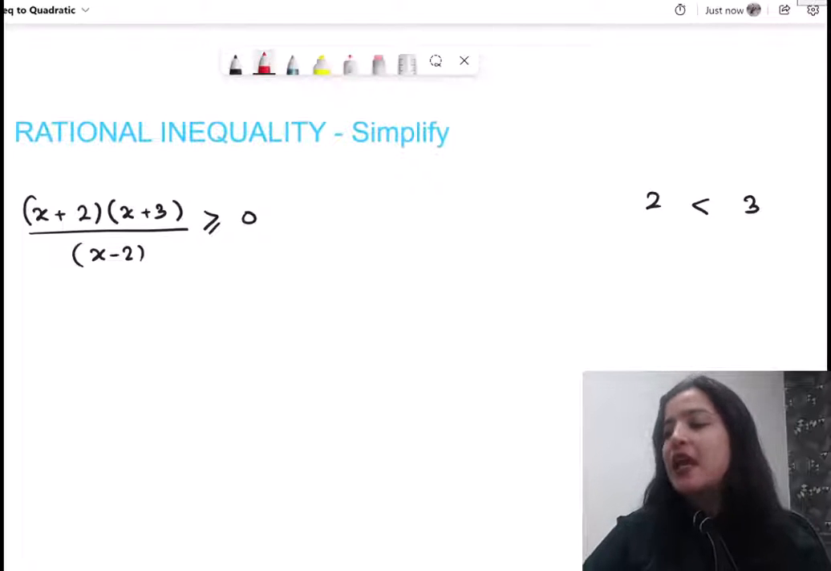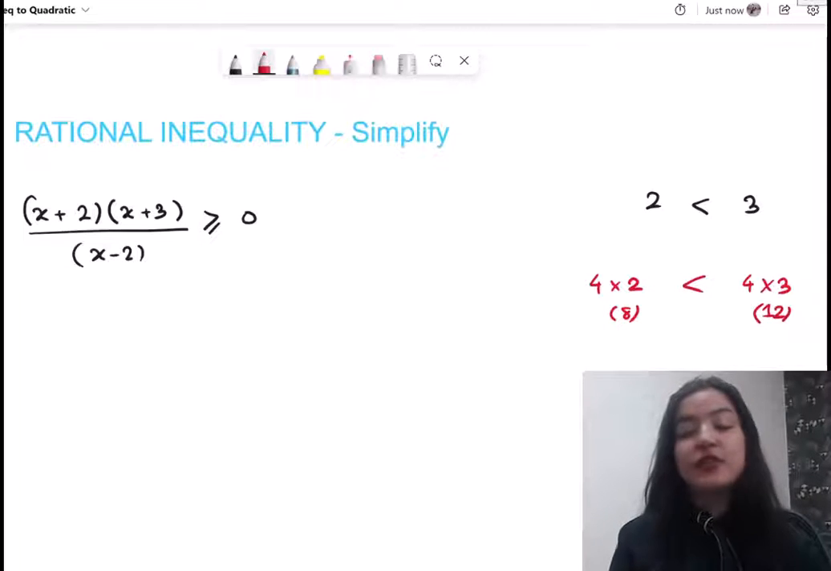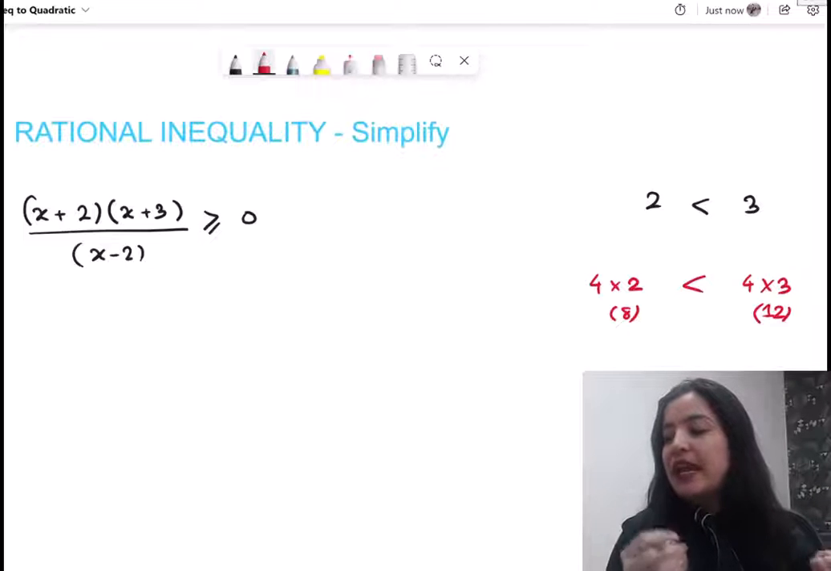Let's see what happens. So suppose I multiply both sides by 4. So 4 times 2 and 4 times 3. So this is 8 and this is 12. So yes, 8 is less than 12. So even now, nothing changed in the sign of the inequality. Your 8 is still less than 12.